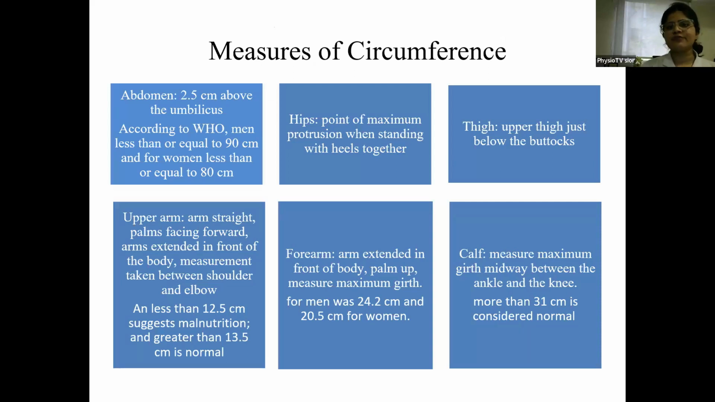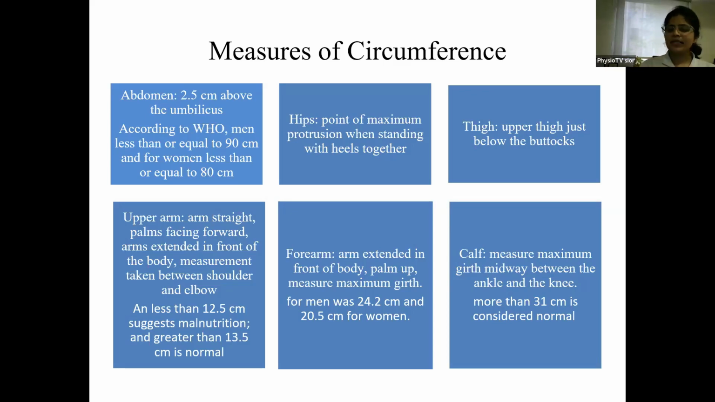So measures of circumference use a measuring tape. There are different measures for abdomen, hips, thigh, upper arm, forearm, and calf. According to WHO, they have given the normative values for all. For abdomen, it is measured 2.5 above the umbilicus. For hip, when the subject is standing with heels together, the maximum point of protrusion is measured.